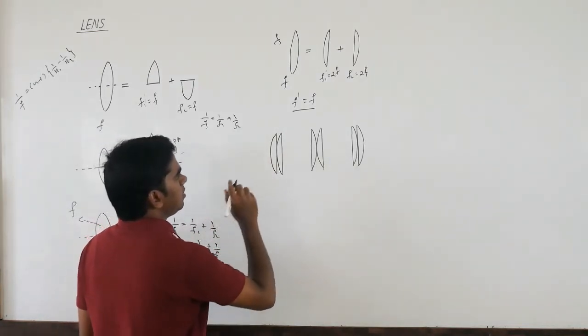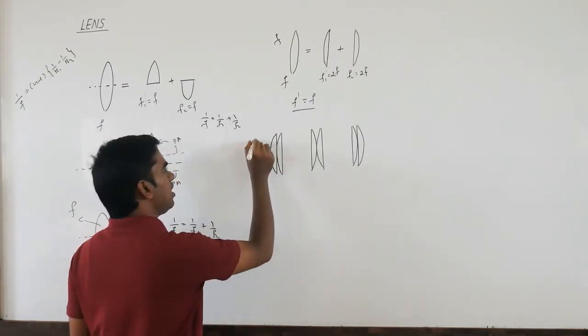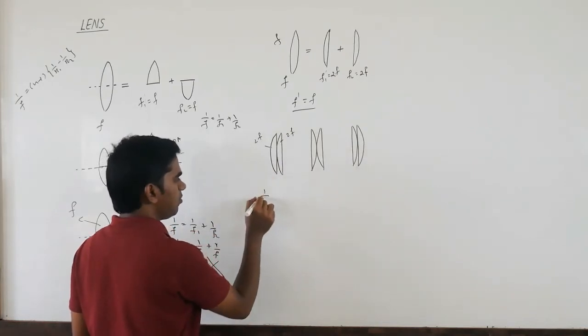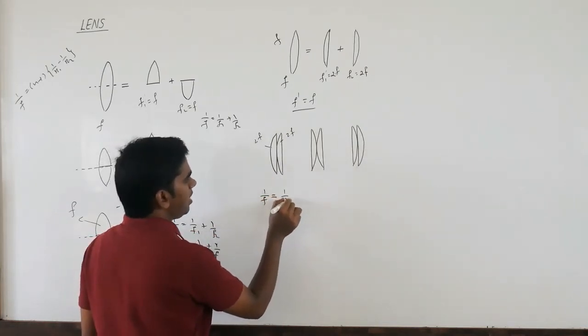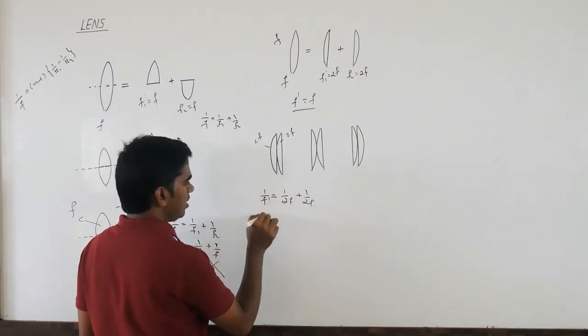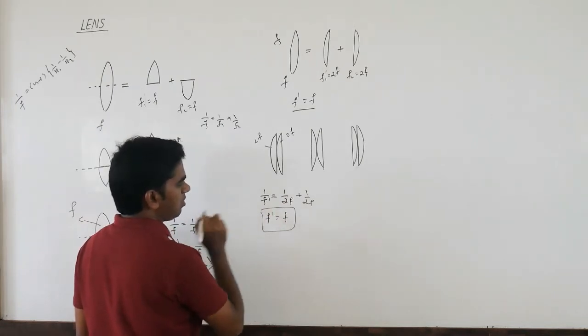If you look at the structure, it is just a combination of two lenses. What is this focal length? It is 2f. What is this one? It is 2f. So if you find the equivalent focal length, it will become 1 by 2f plus 1 by 2f. So what will happen? Your new f will become 2 by 2f, which is f only. So it will not change.